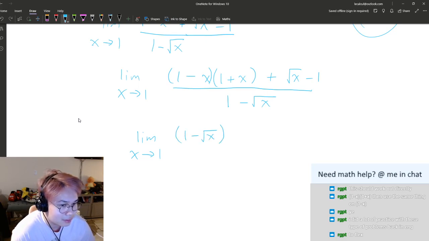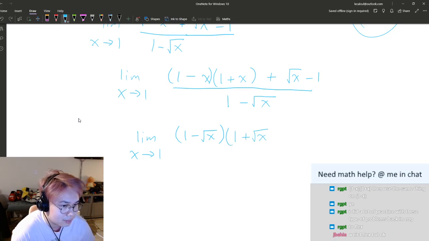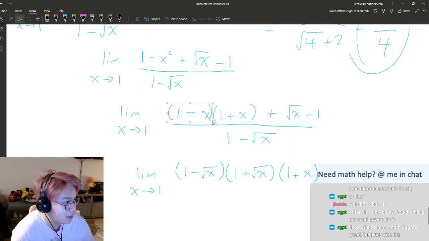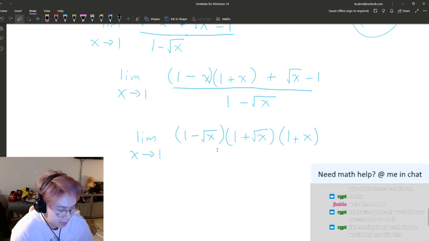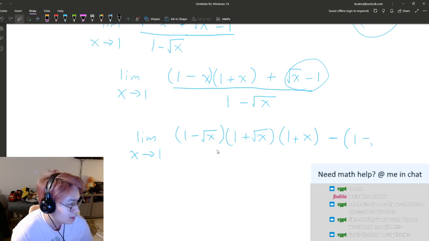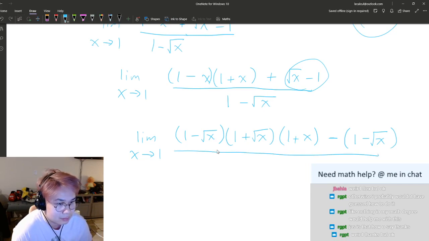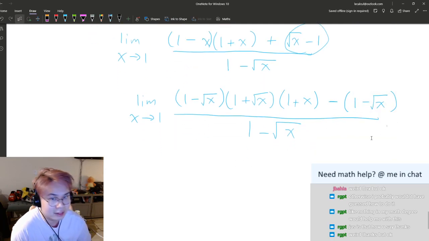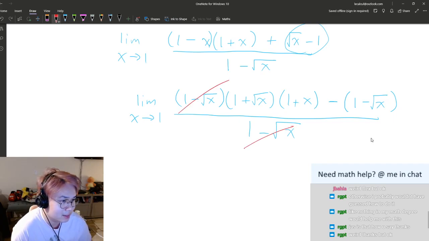So you see, I've made the difference of squares here, which is good because now this is showing up. And then what I'm going to do is, out of these two terms, I'm going to factor out the minus. So now it becomes 1 minus square root x. So I did two things, right? I did difference of squares here, and then I rewrote this as minus this. And then the reason I needed this is because now this finally cancels with these, and then this becomes 1.